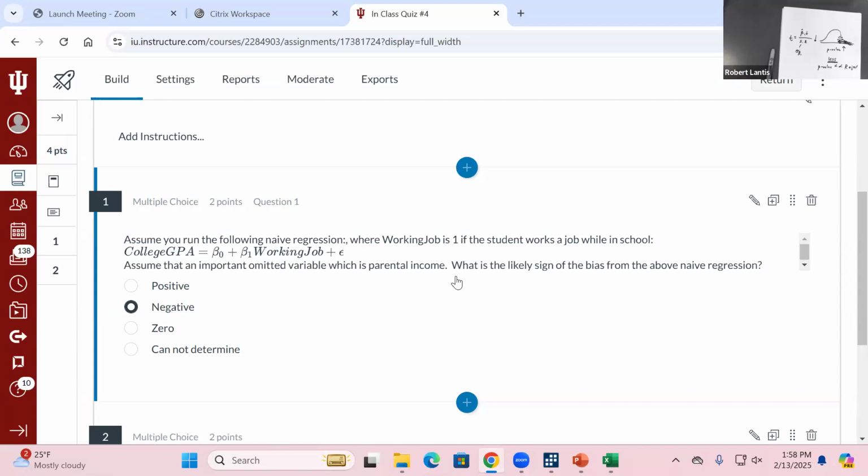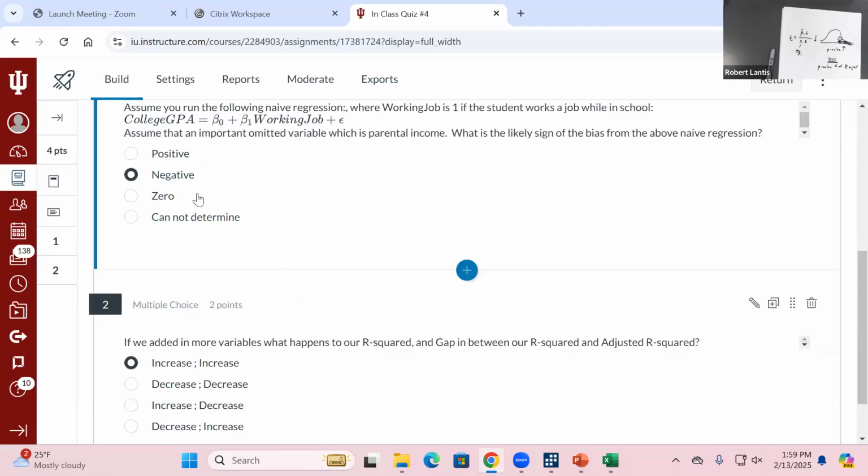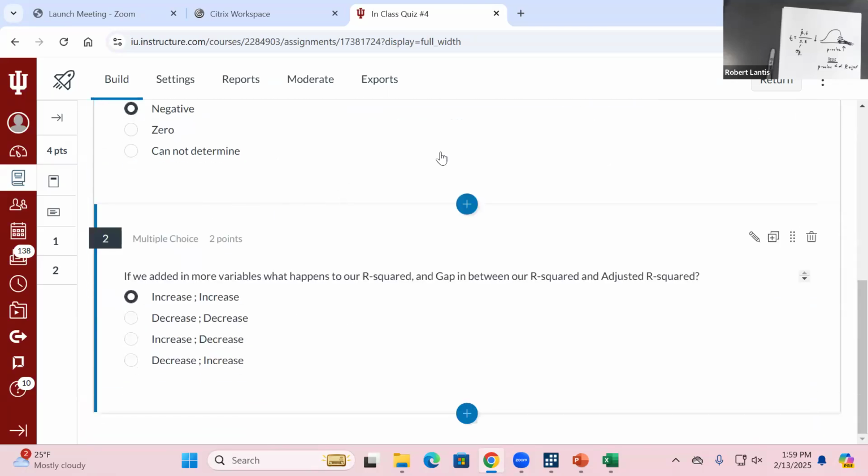So I've got a positive beta 2. The covariance between the omitted and included variable would be negative. So the sign of my bias should be negative, right? That's how we would walk through a problem like this. So hopefully everybody gets this one correct, and I'm showing you the answer and walking you through it here.